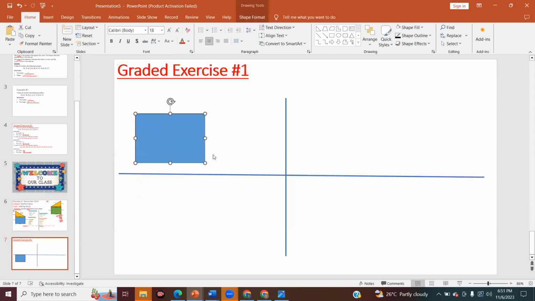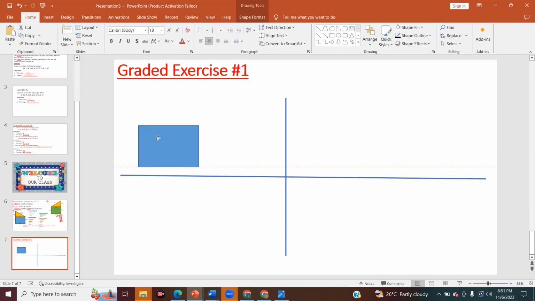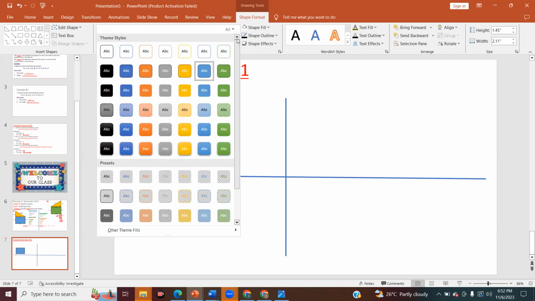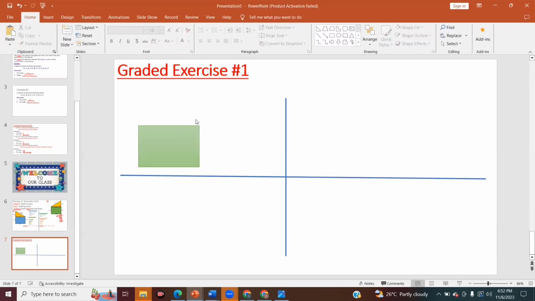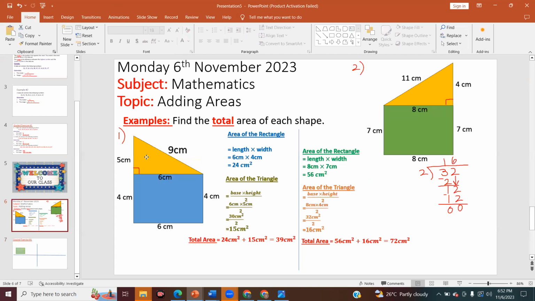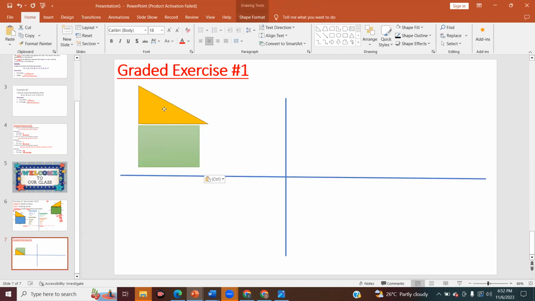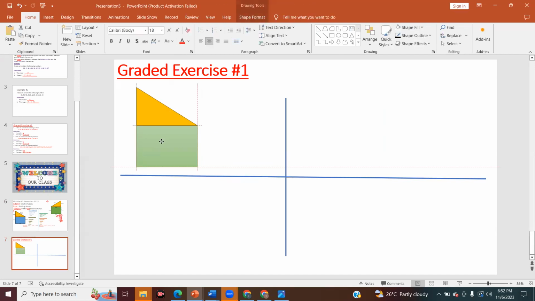Write this inside of your book, and then once you finish with it, take a picture of your work and send it to me via WhatsApp. Good, let's use this. It's going to be interesting. Please use a ruler when you're doing this question.